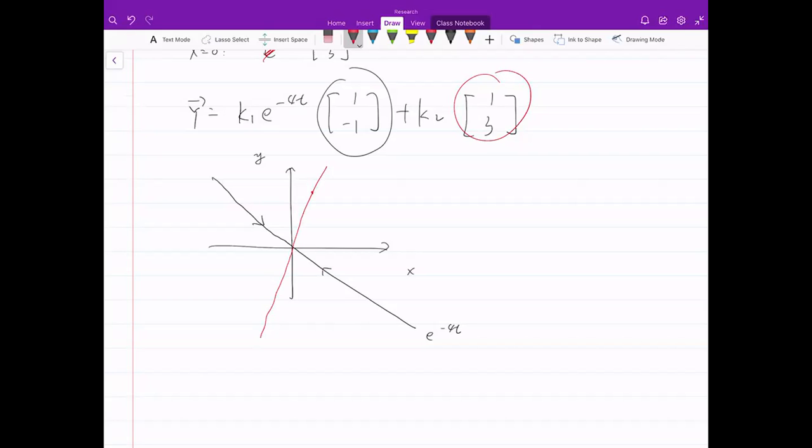What about everything else? For example, a point here. Well, a point here is going to go in this direction, which is parallel to this, and this direction, which is parallel to that. Okay. For this direction, it just stays. It never moves. For this direction, this one goes to zero, just as this one does.